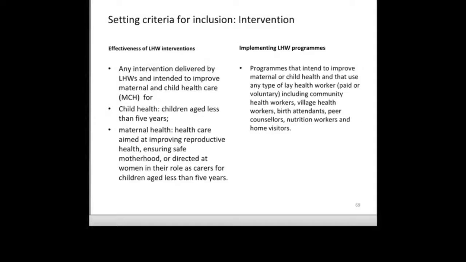Considering the intervention, the effectiveness review considered any intervention delivered by lay health workers intended to improve maternal and child health care. Child health was operationalized as children aged less than 5 years, and maternal health was health care aimed at improving reproductive health, ensuring safe motherhood, or women in their role as carers for children aged less than 5 years. So that really sets the boundaries of a review, because the authors could have included many more outcome measures on the level of maternal or child health.